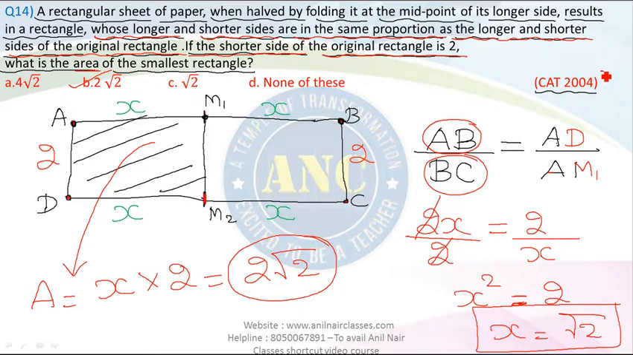The answer for this original CAT examination question is 2 root 2, which is option B. I hope the idea is very, very clear for you people, sir.